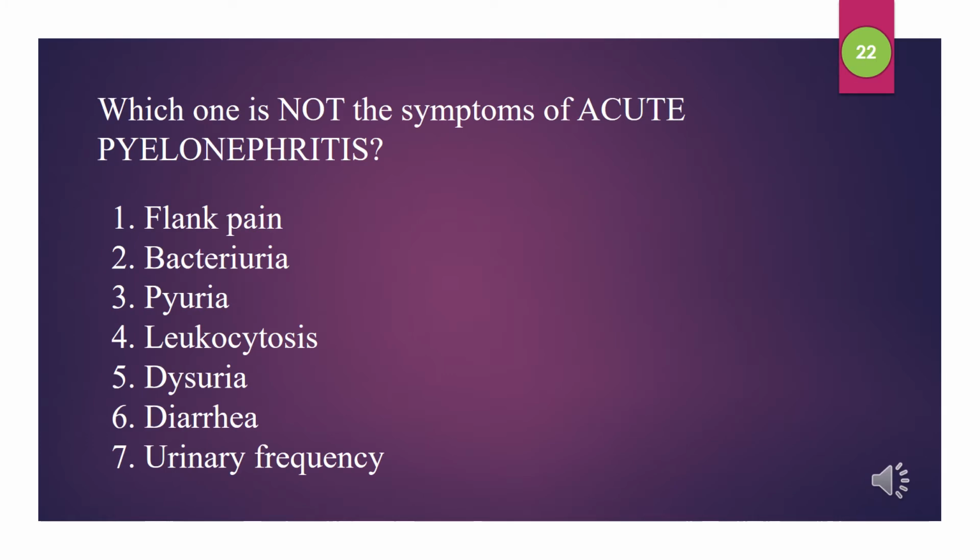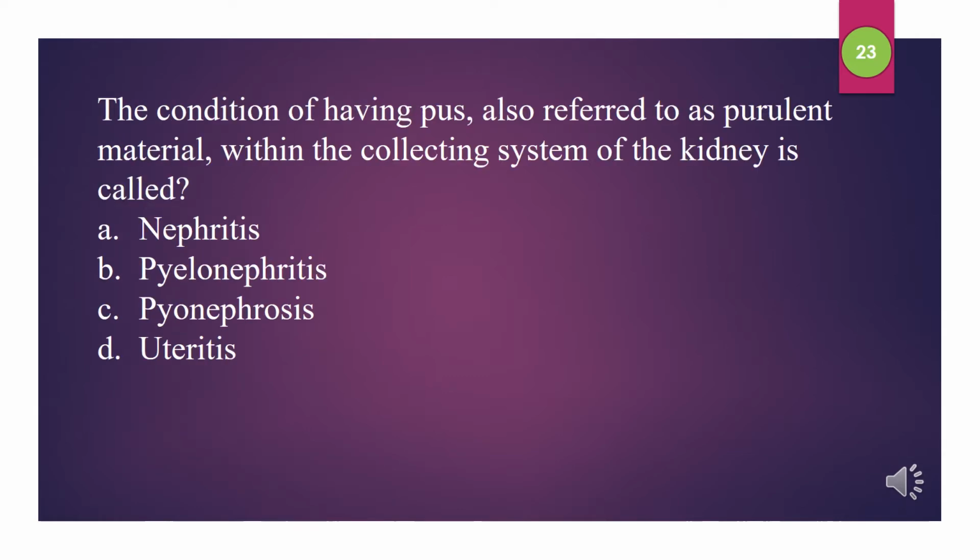Which one is not the symptoms of acute pyelonephritis? 1. Flank pain. 2. Bacteriuria. 3. Pyuria. 4. Leukocytosis. 5. Dysuria. 6. Diarrhea. 7. Urinary frequency. The answer is 6. Diarrhea. The condition of having pus, also referred to as purulent material, within the collecting system of the kidney is called A. Nephritis. B. Pyelonephritis. C. Pyonephrosis. D. Ureteritis. The answer is C. Pyonephrosis.